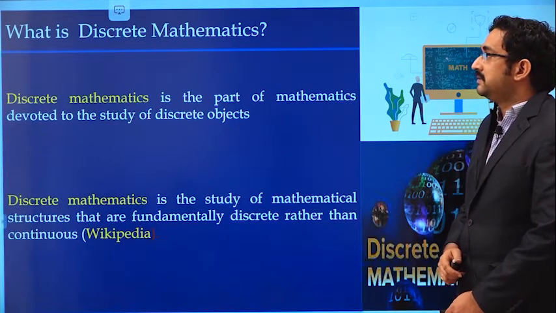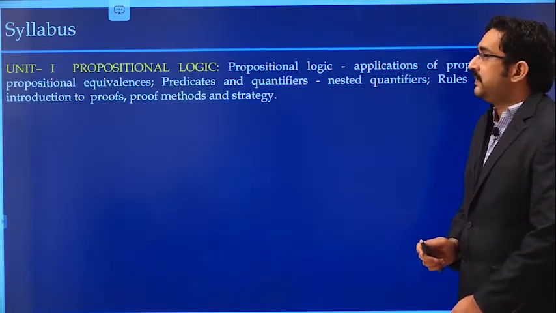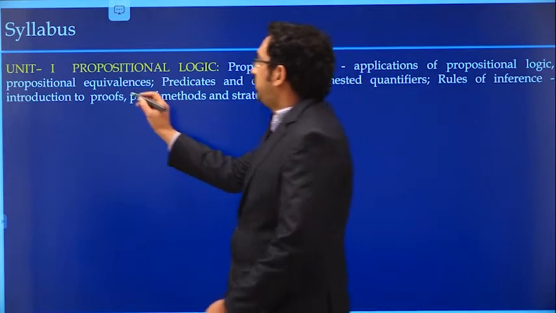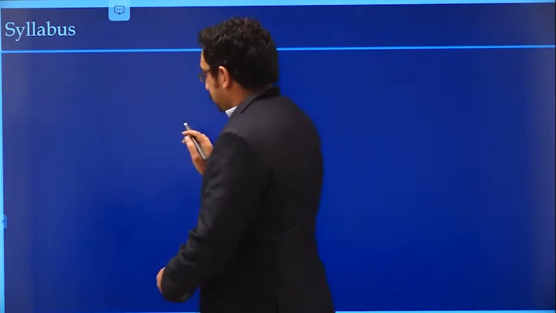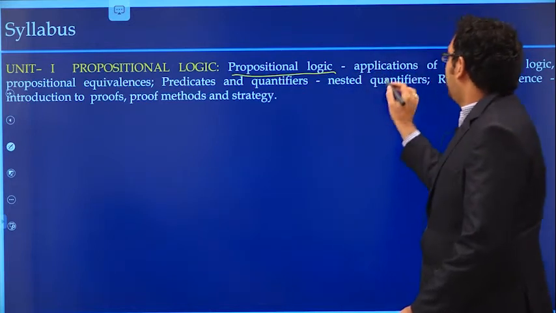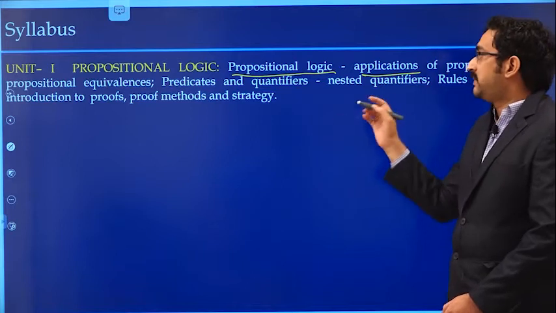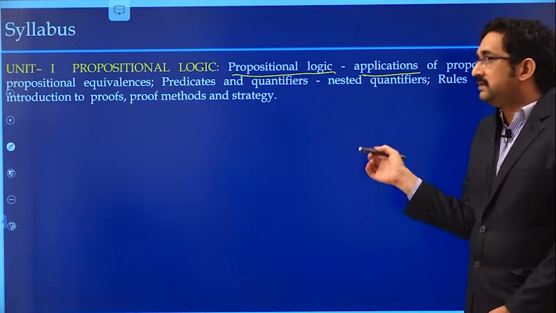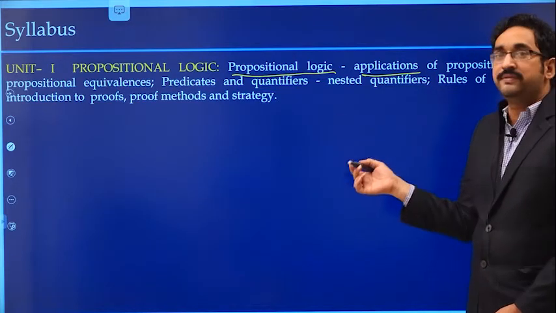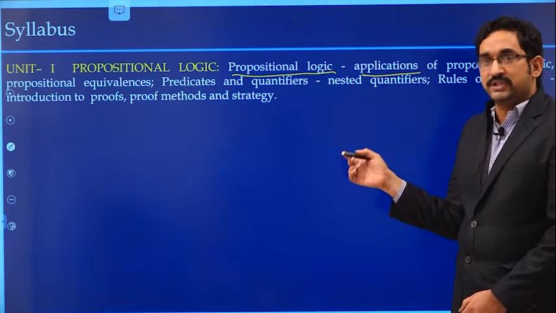Next we will discuss the syllabus. In the first unit we are going to discuss propositional logic. In propositional logic we will discuss what is propositional logic, what are their applications, what is propositional equivalence, predicates and quantifiers, nested quantifiers, introduction to proofs, proof and methods. All these concepts will be covered in the first unit.